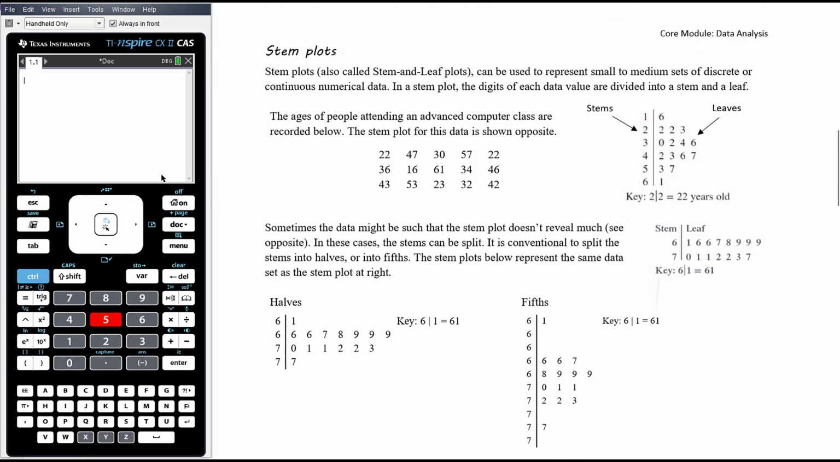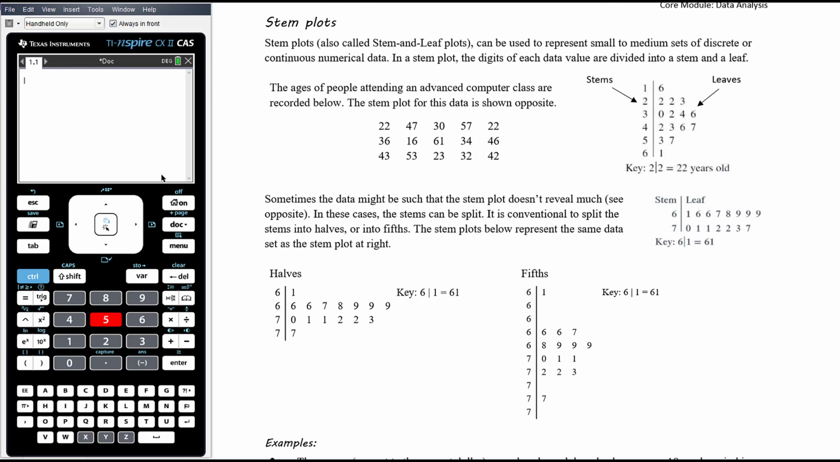Okay, so the other representation we want to look at here is stem plots. Again, these are for discrete numerical data, but really only for small to medium sets. Or continuous data can work too, as long as the data is rounded to the nearest whole number or to one decimal place. But you wouldn't want an enormous set of data for a stem plot, so generally small to medium sets. If you had a big set of data, you'd want to group that data and use a histogram.